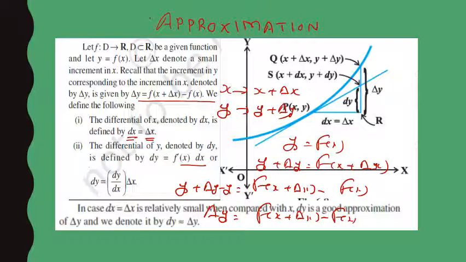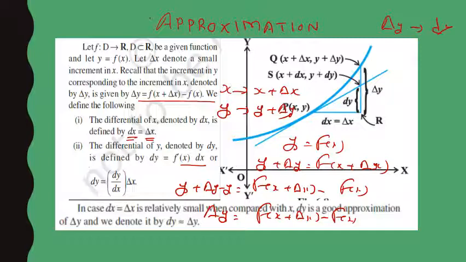So if dx is equal to delta x and is relatively small, dx means change in x, delta x also change in x only, relatively small when compared with the x, then dy is a good approximation of delta y. This is the only thing you have to think: dy is a good approximation of delta y. So delta y becomes dy.